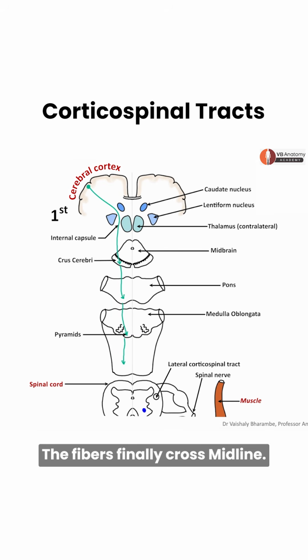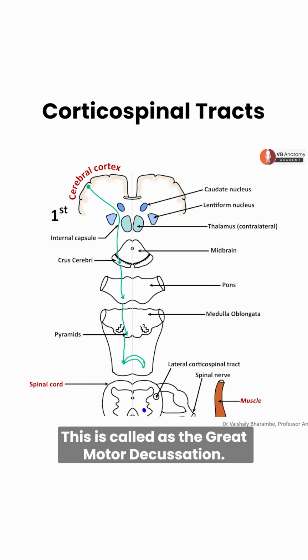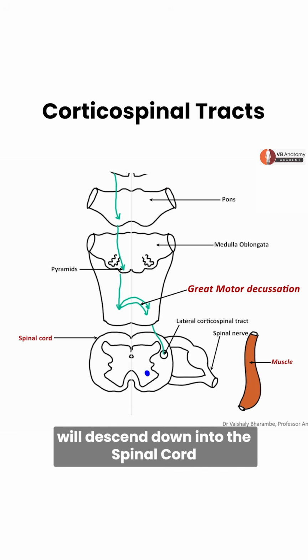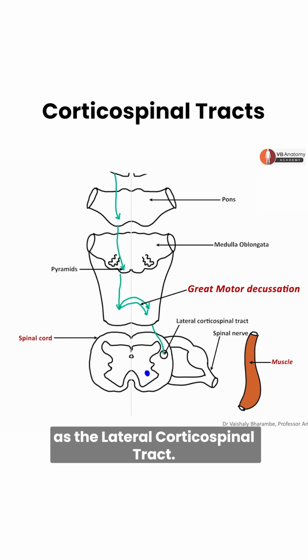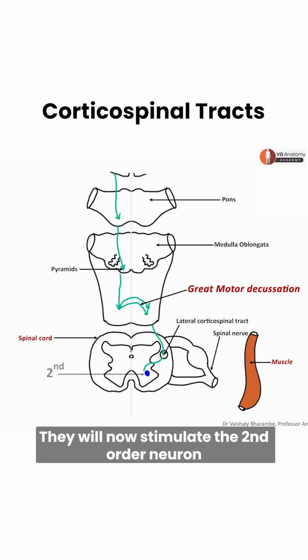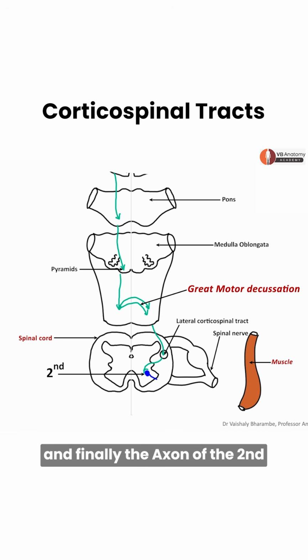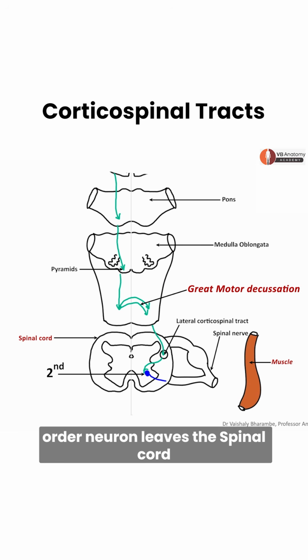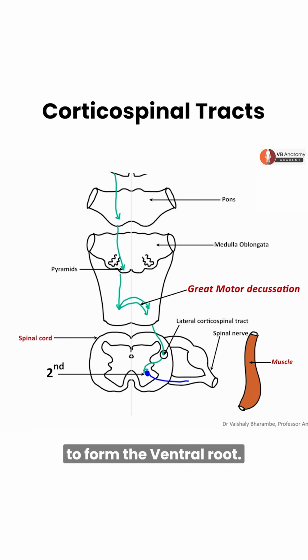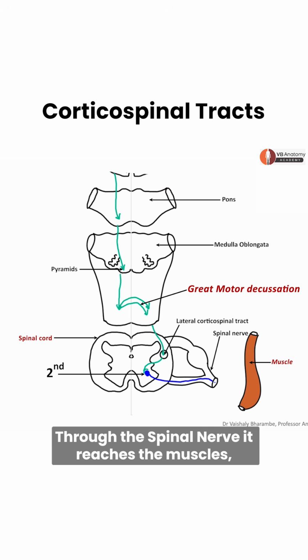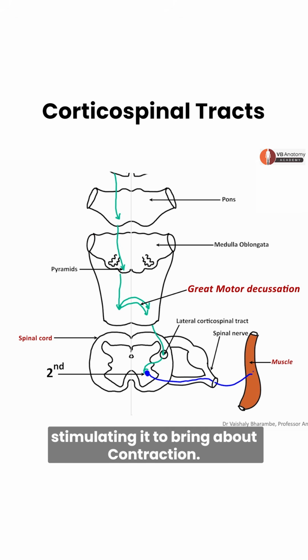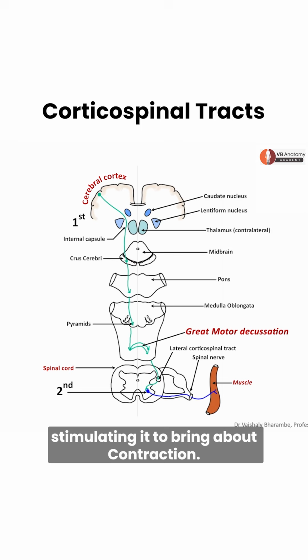The fibers finally cross the midline. This is called the great motor decussation. These fibers now will descend down into the spinal cord as the lateral corticospinal tract. They will now stimulate the second order neuron and finally the axon of the second order neuron leaves the spinal cord to form the ventral root and finally the spinal nerve. Through the spinal nerve, it reaches the muscle, stimulating it to bring about contraction.